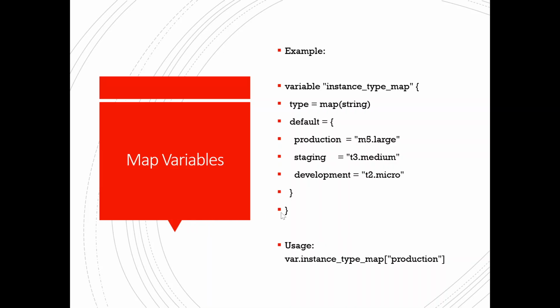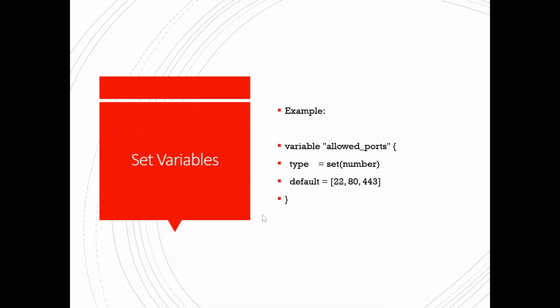Now let's move to sets. A set is similar to a list, but the main difference is that sets do not allow duplicates and the order does not matter. Sets are often used for defining unique elements like security groups, ports, etc. This helps ensure you don't accidentally repeat the same value twice. So it's perfect for defining unique configuration like allowed ports or availability zones.